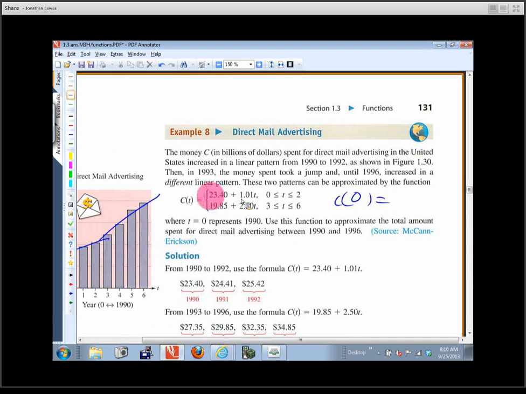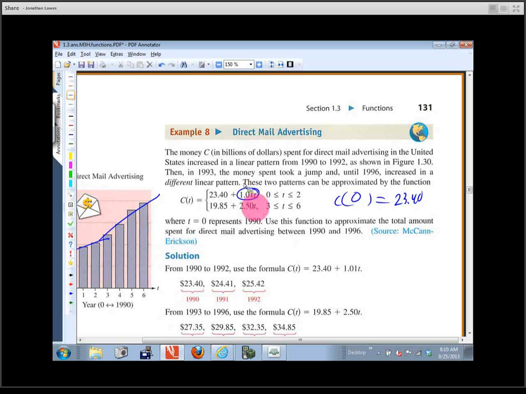Which one am I going to use? The top one or the bottom one? The top one. And we're going to plug in a 0. So if I plug in a 0, I get a 0 out of this, and I get 23.4. And that's in billions of dollars. $23.4 billion. Tons and tons of money.